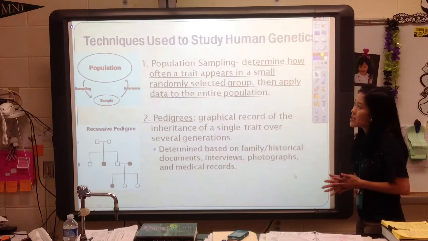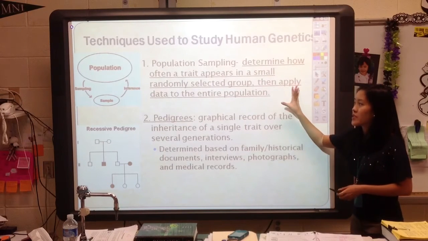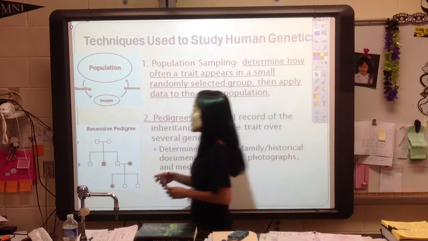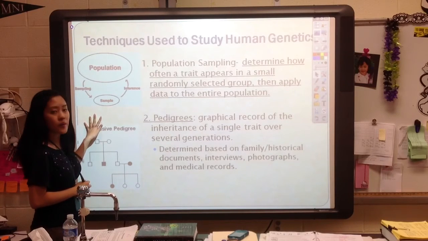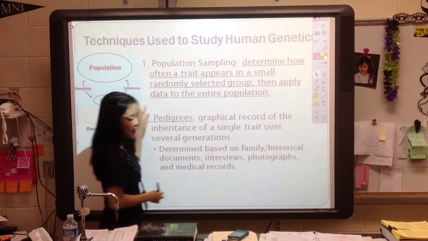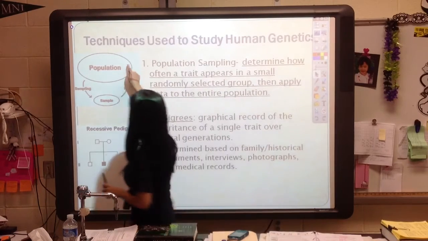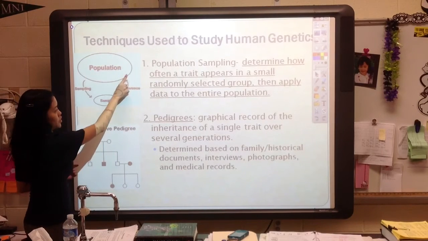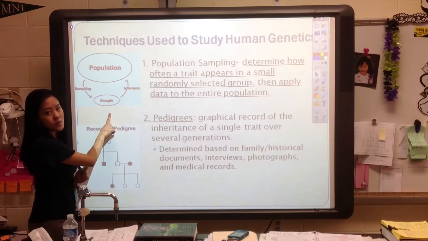So we do have some techniques to study human genetics. One of the first is doing a population sampling. And a population sampling, the best way to understand that is to look at this picture. You actually want to redraw this picture right beside this little section of notes. And it's really simple. The first thing it says is you want to draw a big circle, and inside the big circle you want to write population. Then you want a small circle underneath that that says sample.